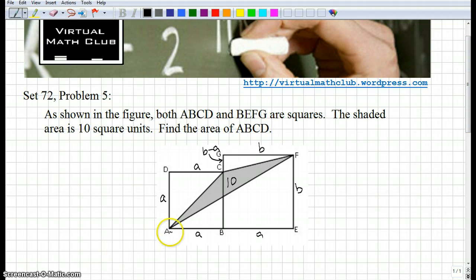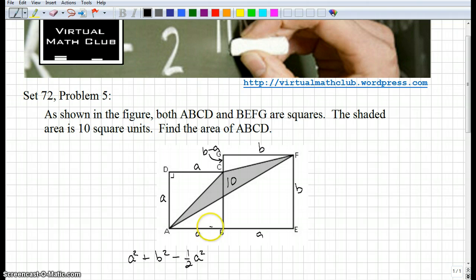To find the area of the shaded region, I can take the sum of the areas of the two squares. That's just A squared plus B squared. And then I can subtract out these triangles. Here I have a right triangle with a base of A and a height of A. So I can subtract out that triangle. That's minus 1/2 A times A, which is A squared, right? Base times height.